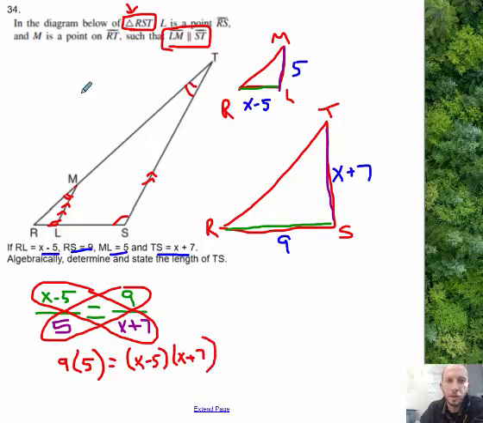And I probably introduced this as like the area model, so I'm going to go back to that for distributing. So we've got to undo that. The x minus 5.